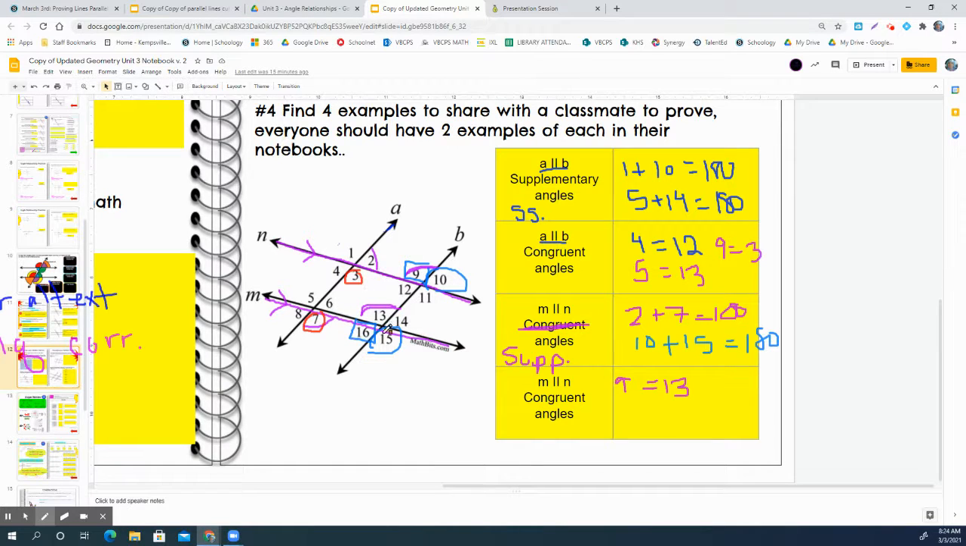And then 16 and 12. 16 and 12. That is fantastic. Those are corresponding. 1 and 7. 1 and 7 for sure. Alternate exterior. And then 7 and 3. And then 7 and 3 we found.